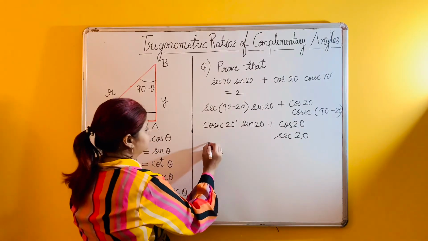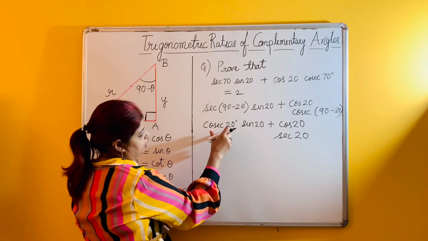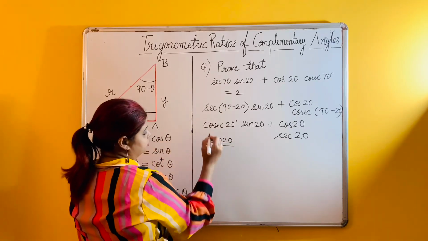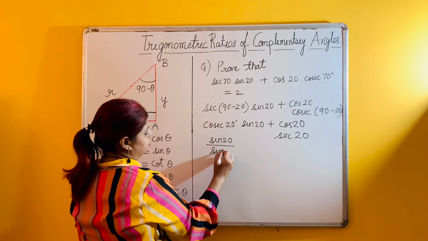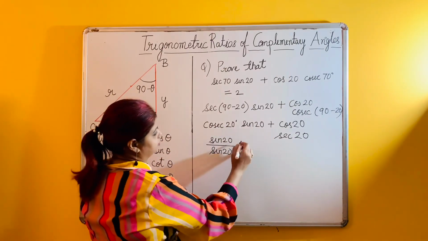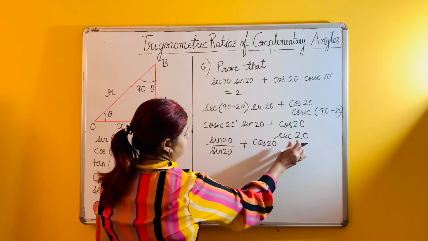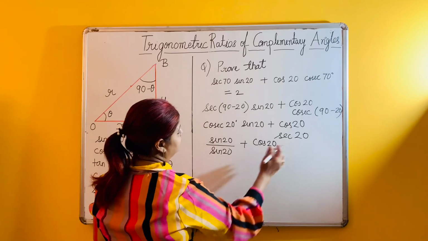Now, sine 20 is there. What is cosec 20? It is 1 by sine 20. So, cosec 20 can be written as 1 by sine 20. So, sine 20 multiplied by 1 by sine 20. Same thing here, cos 20 and this is sec 20, which is 1 by cos 20.